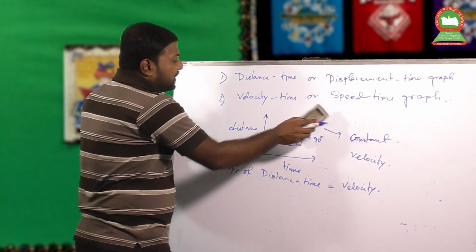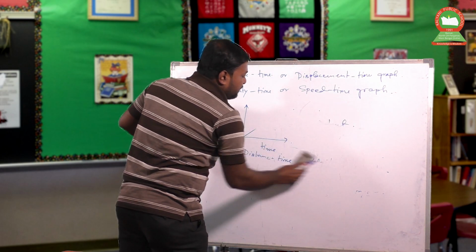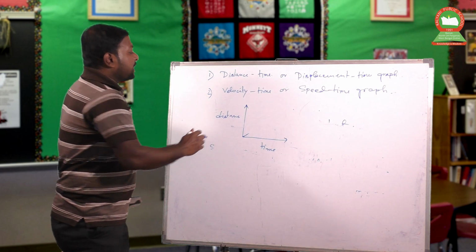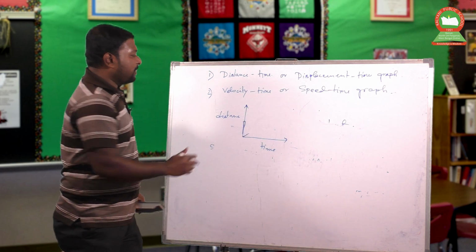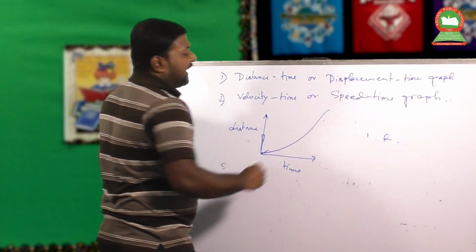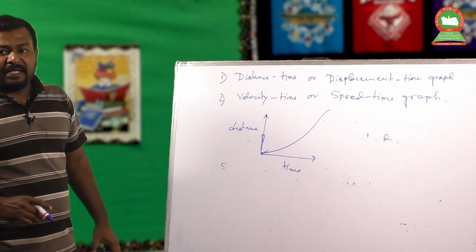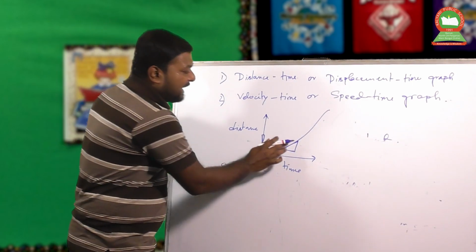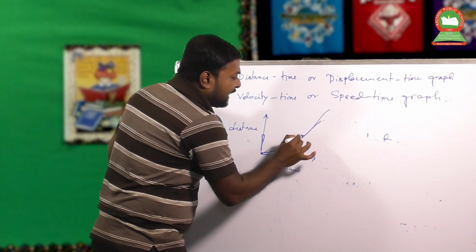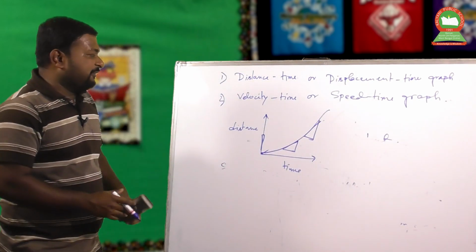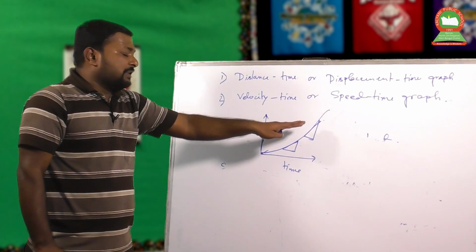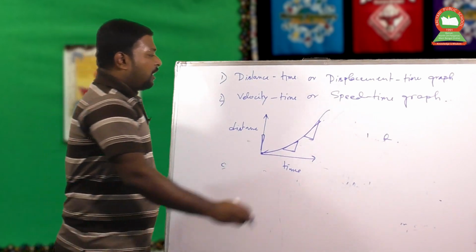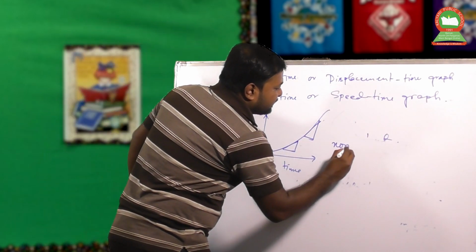Now, if the body doesn't move in uniform velocity, then what happens? If the body doesn't move with uniform velocity, that means it is in non-uniform velocity, then the curve should be like that. It is not a straight line, it is a curved one. That means at every point the slope should vary. At that point, the slope value is different. At that point, the slope value is also different. So, at every point, the value of the slope is different. That means the body is in non-uniform motion or non-uniform velocity.